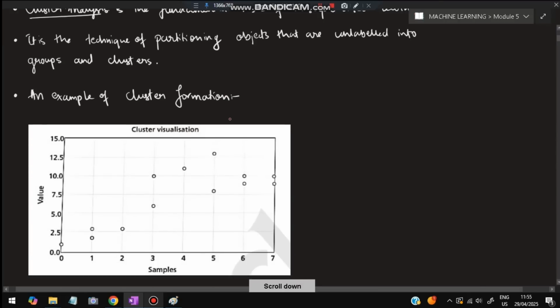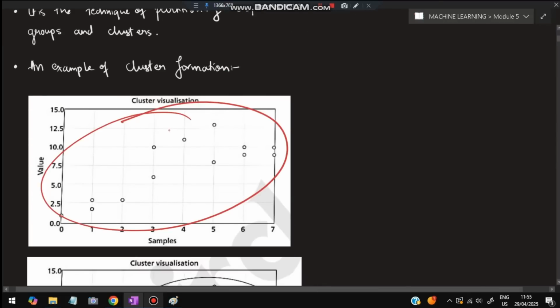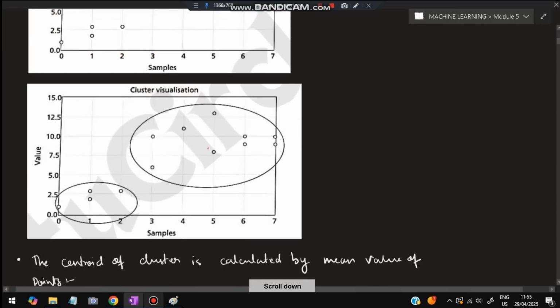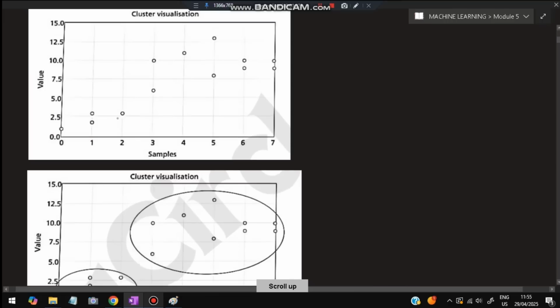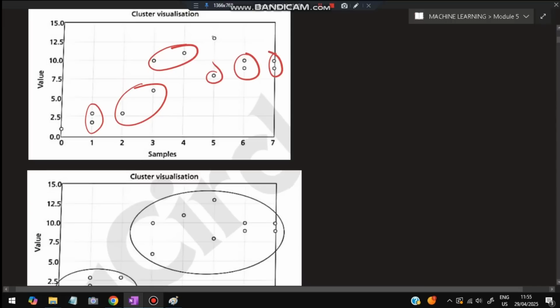An example of cluster formation: suppose this is the data given. How do you make a group out of it? If you make a group, this will be closer and this will be closer. Like that, two groups will be formed. So this is a cluster visualization. This is one cluster, this is one cluster. In another way also you can do it: you can take this as one group, this as one group, and this as separate groups. Like that also you can do, based on the number of clusters. Number of clusters matters.